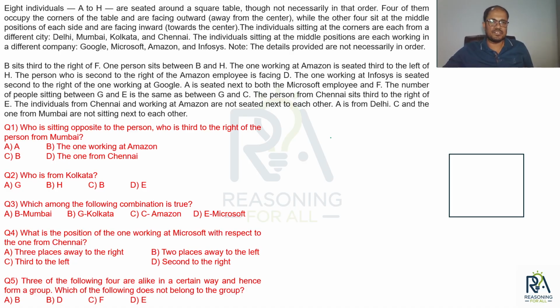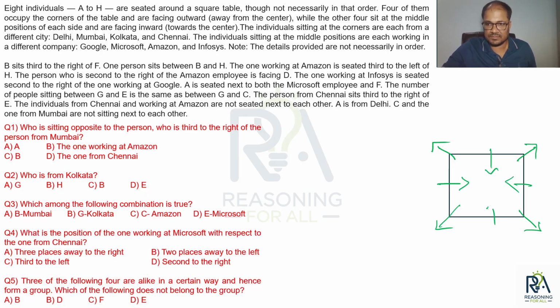8 individuals are seated around a square table, though not necessarily in that order. 4 of them occupy the corners of the table and are facing outward. So I have 4 persons occupying the corners, facing outward, looking to the outside. While the other 4 sit at the middle positions of each side, in the middle of every side, and are facing inward.